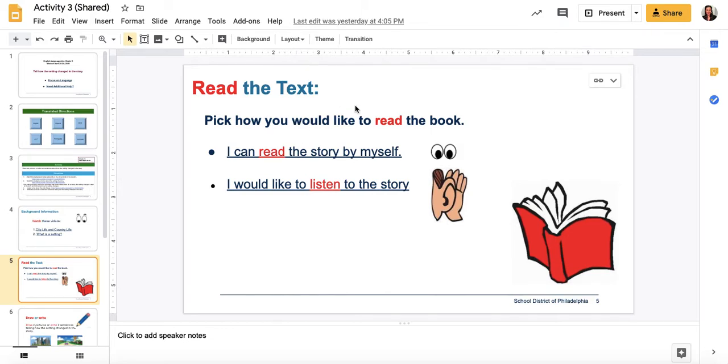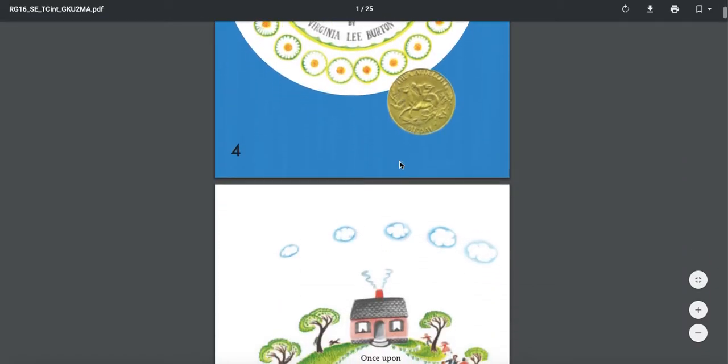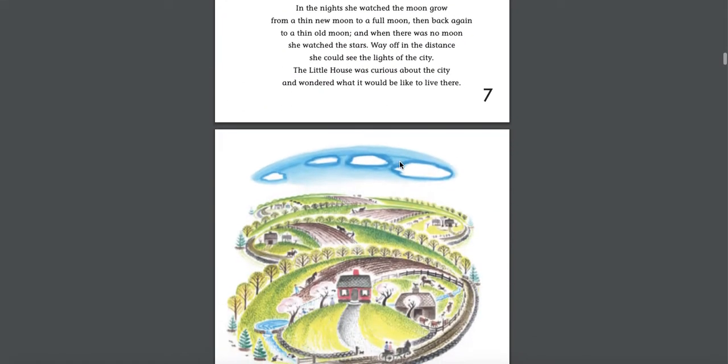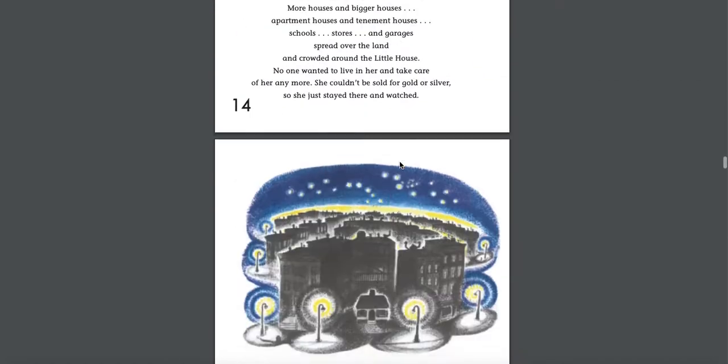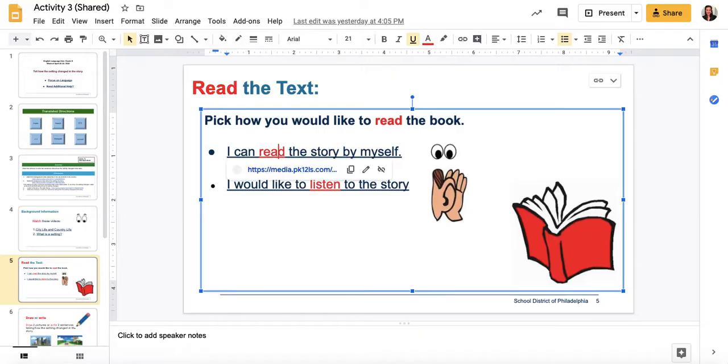So if you need a recap of what the book is about, you'll actually have to go into the slide yourself for this, unless you have the physical book at your house with you. And you can go through, and this is a PDF of the book, and you can have an adult at home read this to you, or you can try reading it yourself. It might be a little tricky at this point. This is a higher level book for kindergarten.